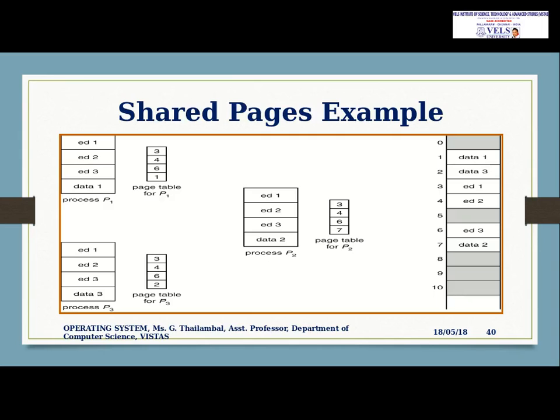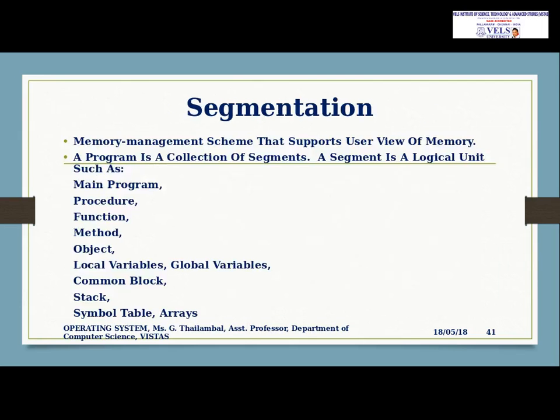Okay. If it is private code, the editor will be stored separately for process P1 in some memory location. That frame number will be updated in the page table for P1, and it is stored separately for P2 and P3, and that particular memory location will be stored in their page tables. Now it is shared. That's why the same memory location is stored in the page table and accessed by different users. Right. And the next technique is segmentation.